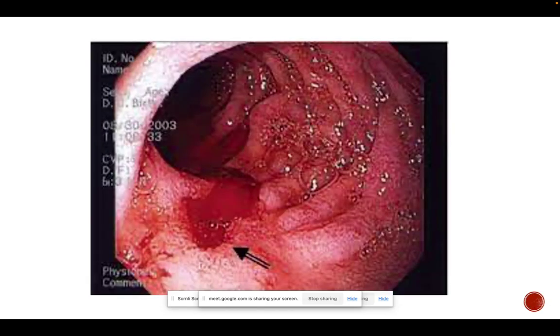Okay, so as you can see, this is an endoscopic image of the second part of the duodenum, because the presence of circular folds is the typical feature of the second part of the duodenum. And you can see the ulcer on the posteromedial side in the image, and it's bleeding.